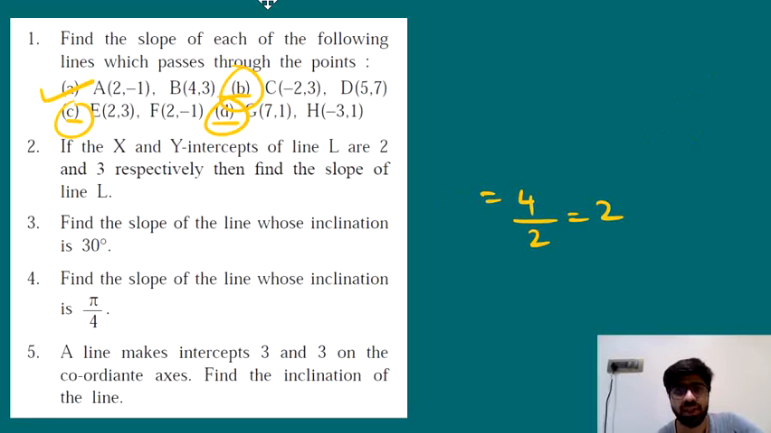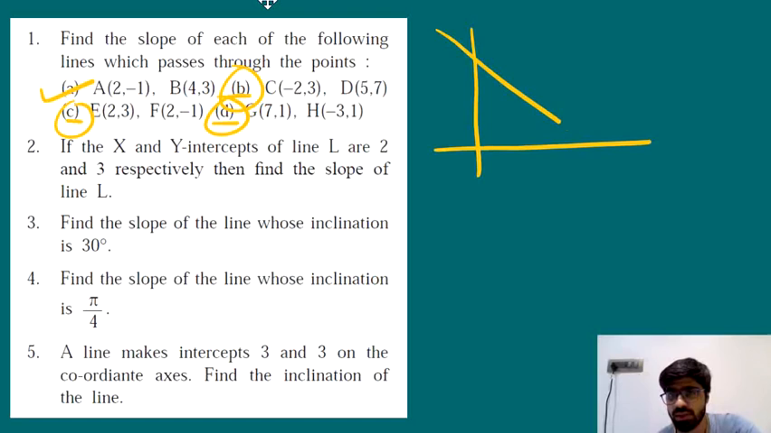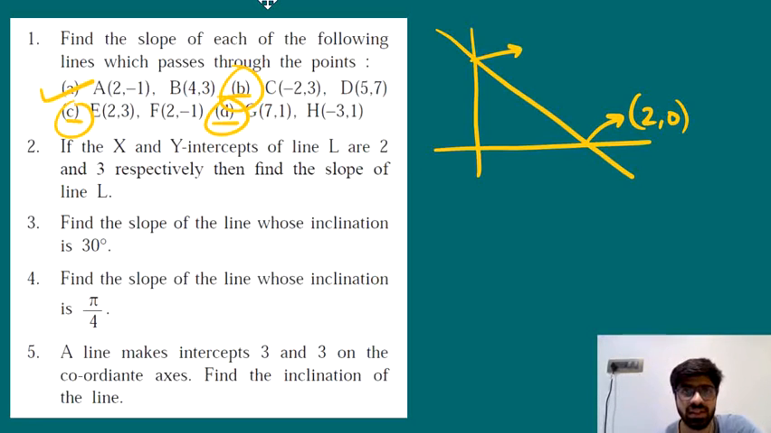And in question number 2, they are saying that if the x and y intercepts of a line L are 2 and 3 respectively, then find the slope of line L. X intercept and y intercept means that point where the line is going to intersect with the x and y axis. So the line is currently looking something like this. It is intersecting this x axis at 2, 0 because they have said that the x intercept is 2. And the point where it is intersecting the y axis, it is the number 3 on y axis, and that is why that point will be 0, 3. And you need the slope of this line.